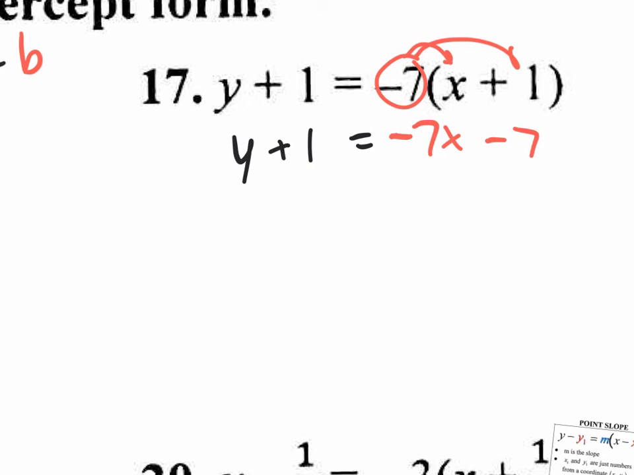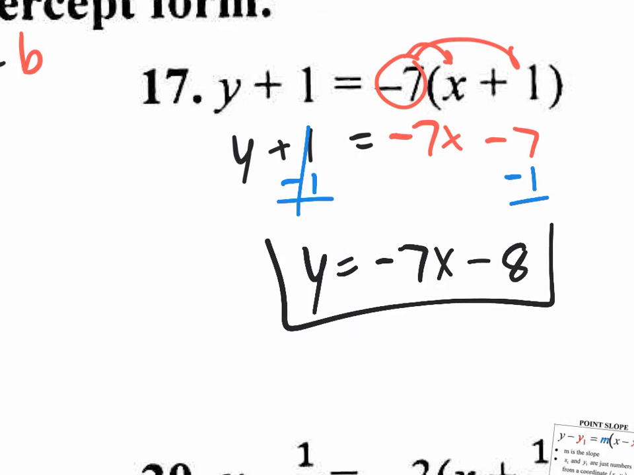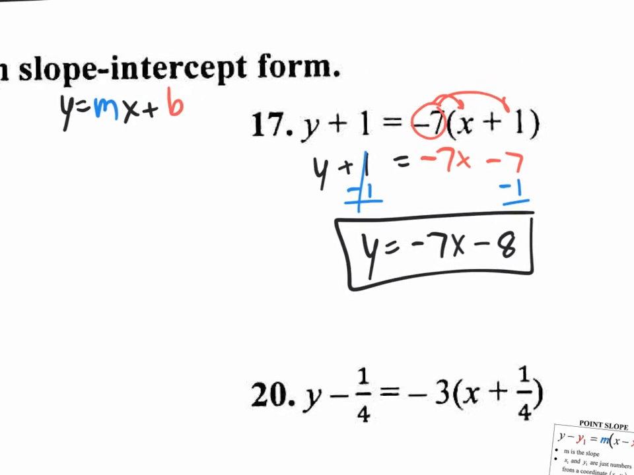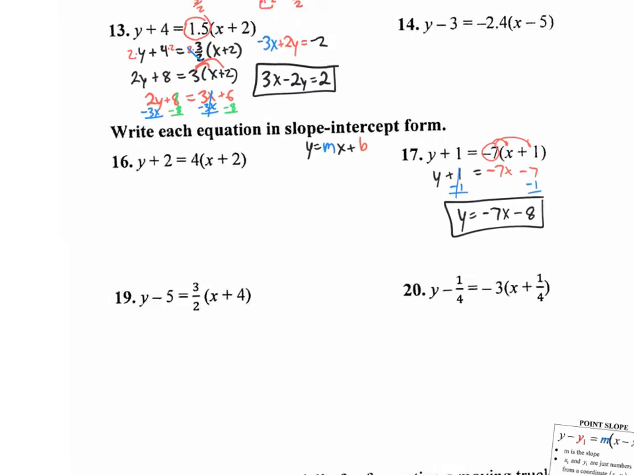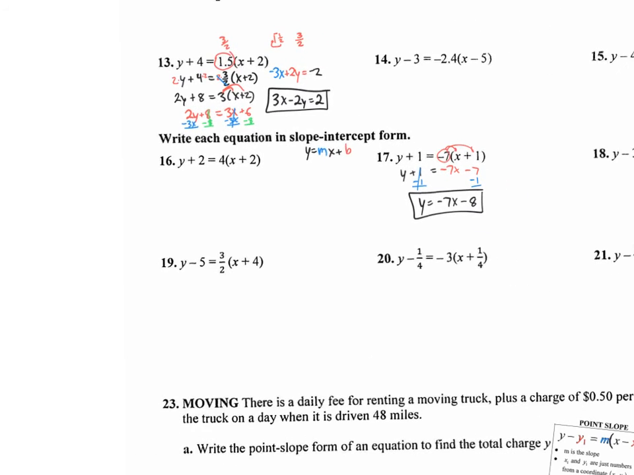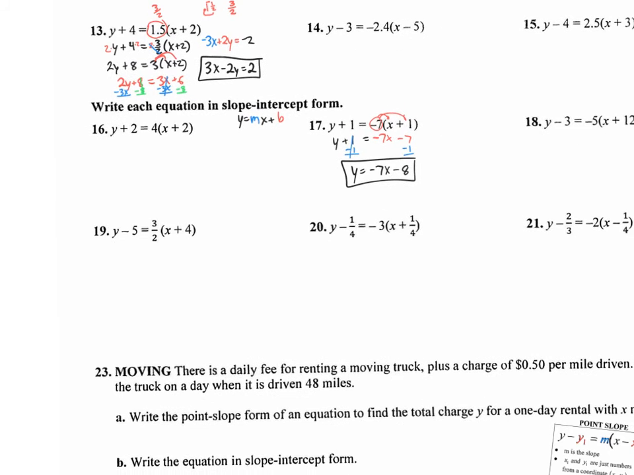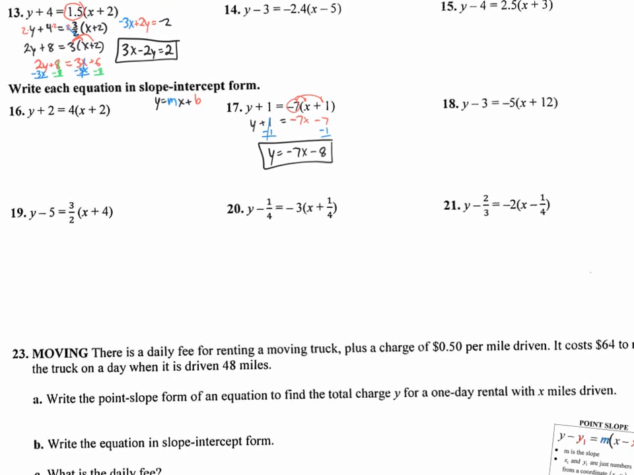And now it's almost in y equals mx plus b. I need to get the y by itself. So let's get rid of this plus 1 by doing the opposite, minus 1. And what you do to one side, you do to the other side. So your new equation becomes y equals negative 7x minus 8. That's your slope-intercept form equation, and that's all they're asking you to do on this third section. So I did 17. Hopefully you guys could do 19 and 21.